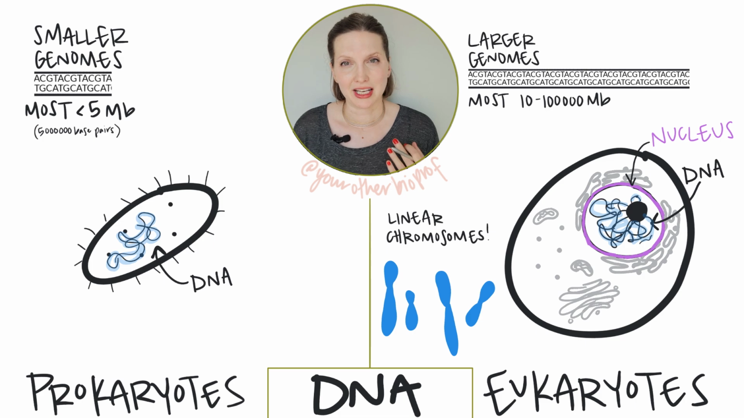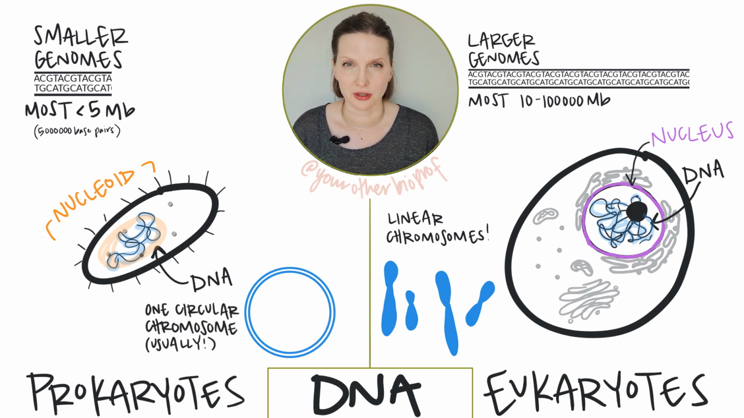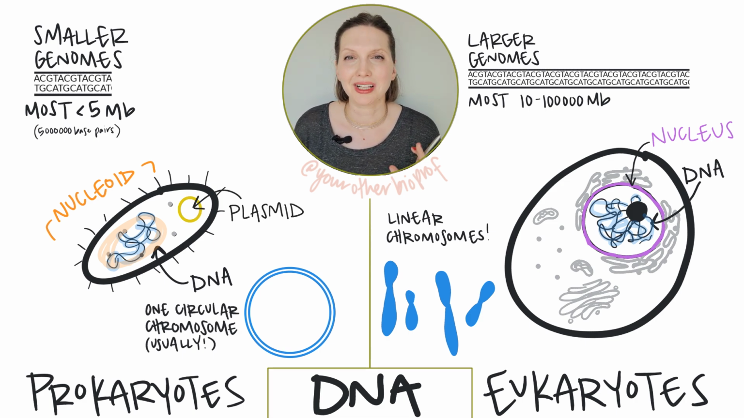Meanwhile, prokaryotic DNA is found in a region of the cell called the nucleoid. No membrane surrounds it. And typically, but not always, it's a single circular chromosome. You might also find extra smaller pieces of circular DNA called plasmids that the prokaryote has picked up from the environment or from another cell.